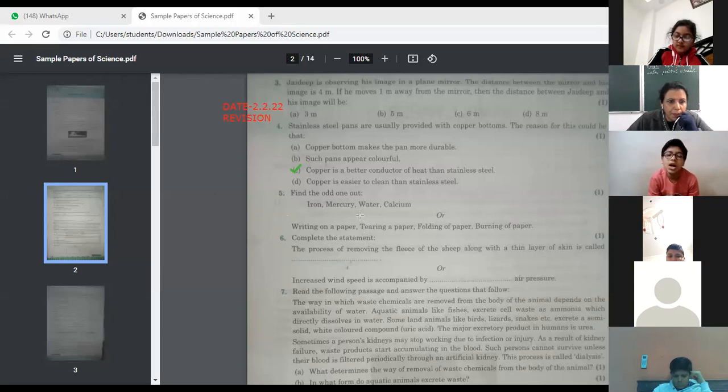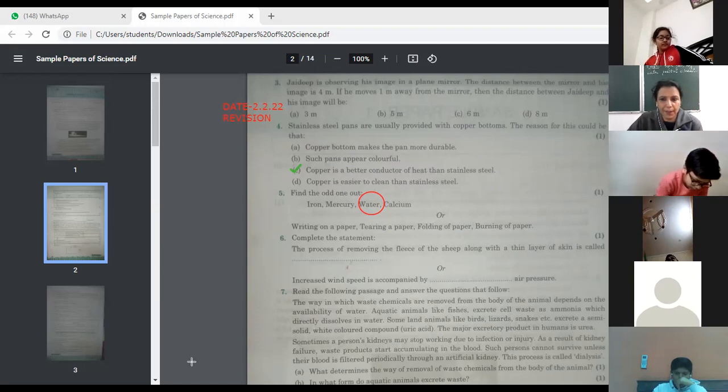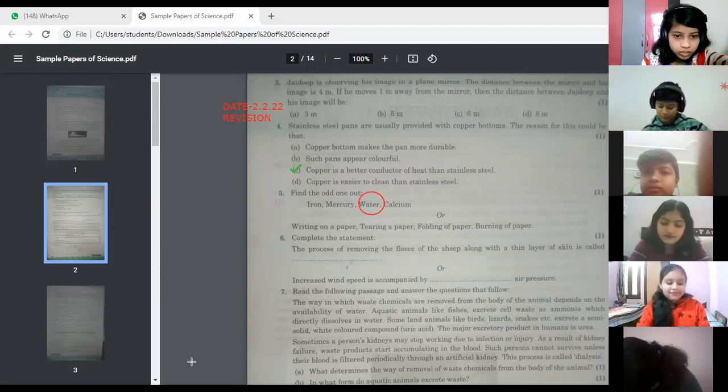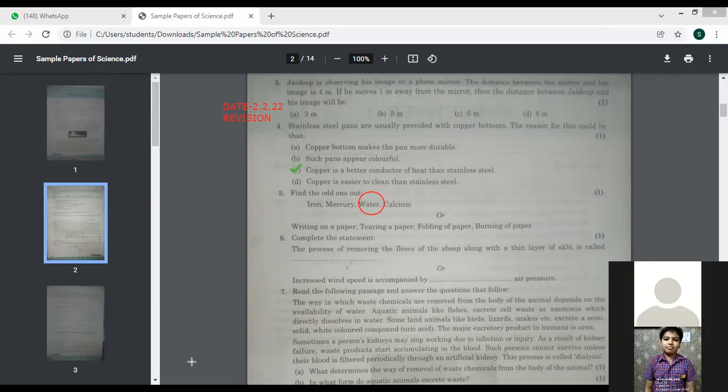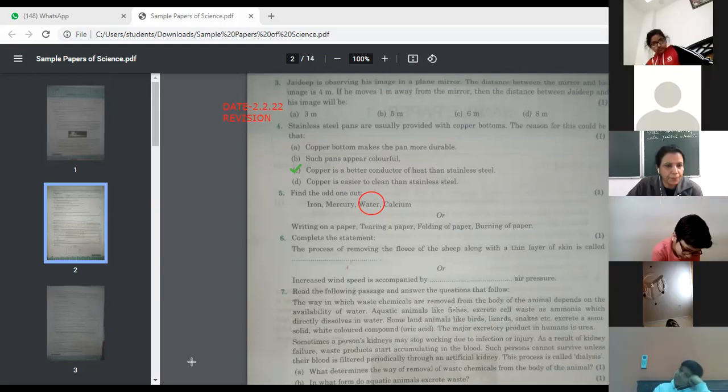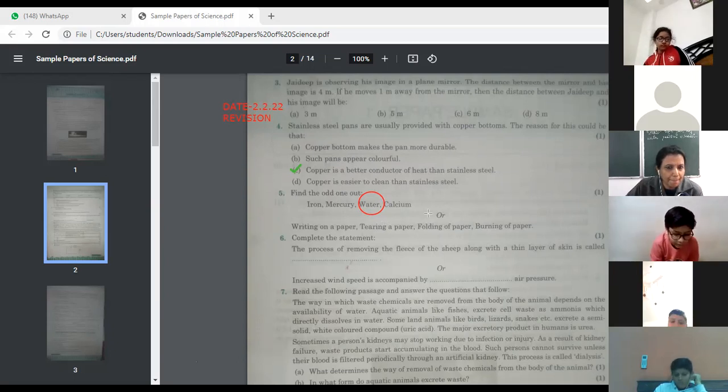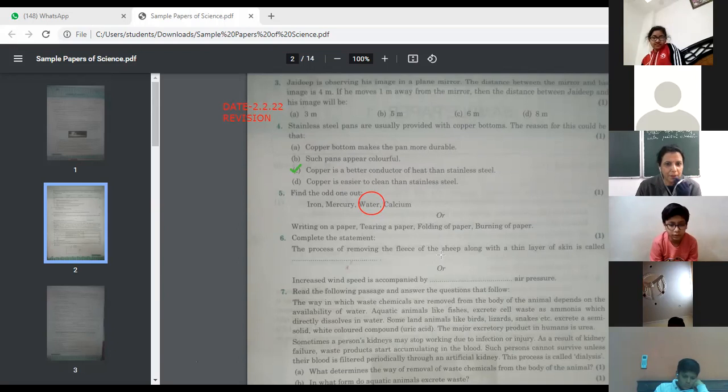Okay, anybody else? Divyanshu? But I need the reason why water is the odd one out, you are saying. Any one of you? Why is water the odd one out? Ma'am, the odd one out is mercury. Why? Ma'am, because iron and calcium are nutrients. Sorry, ma'am, the iron and calcium are minerals. But then mercury and water are left.